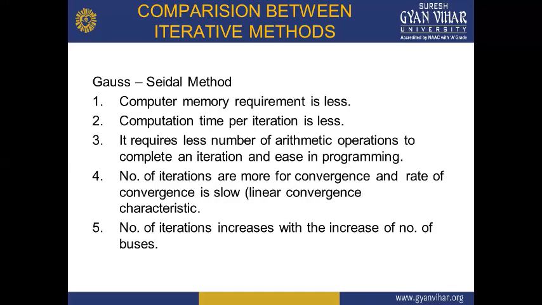It requires fewer arithmetic operations to complete an iteration and is easy to program, but the number of iterations for convergence is more, and the rate of convergence is slow. The number of iterations increases with the increase in the number of buses. So these are the 5 points which give the comparative analysis for the Gauss-Seidel method.